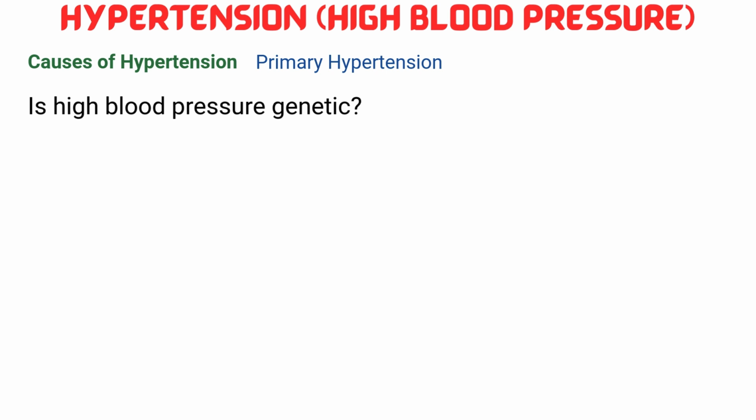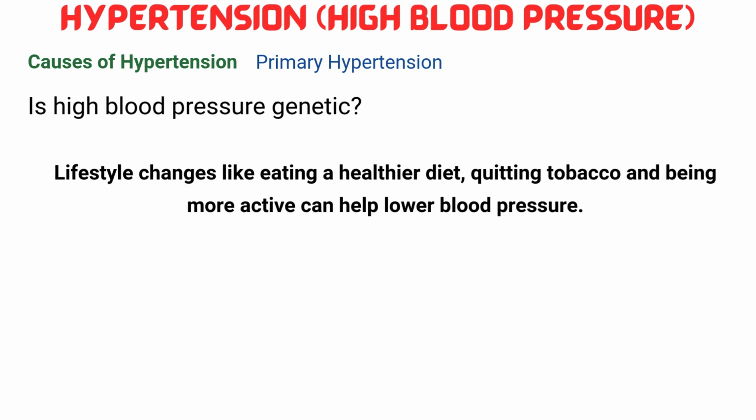Researchers believe genes play a role in high blood pressure. If one or more close biological family members have high blood pressure, a person has an increased risk of developing high blood pressure. Lifestyle changes like eating a healthier diet, quitting tobacco, and being more active can help lower the blood pressure. Some people may still need to take medicines.